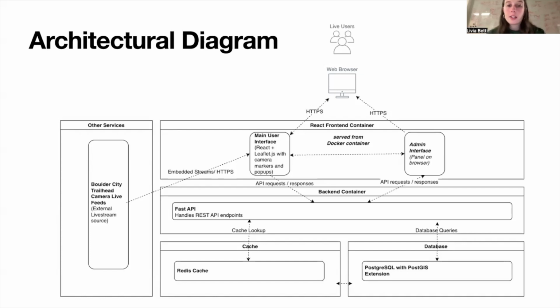And the FastAPI can also access the Redis cache, so accessing any data that's been recently requested, like some camera metadata, and then can also query the database. So looking for specific cameras or specific camera URLs when you eventually have to capture that image is what we query the database for.